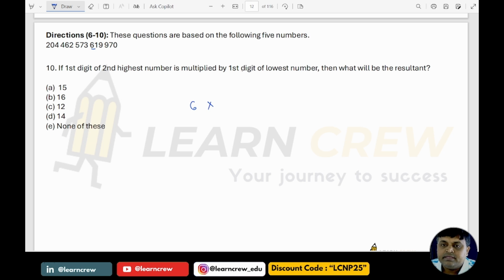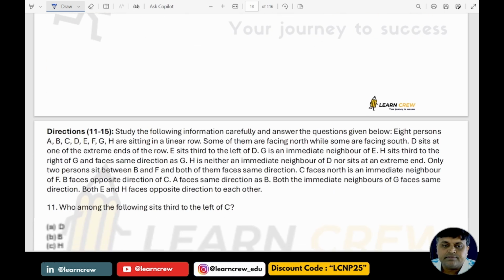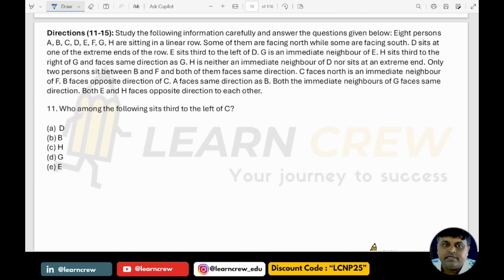If first digit of second highest number is 6, multiplied by first digit of lowest number. First digit of lowest number is 2. So 6 into 2 is 12. So answer is 12. Now you have one more puzzle here.